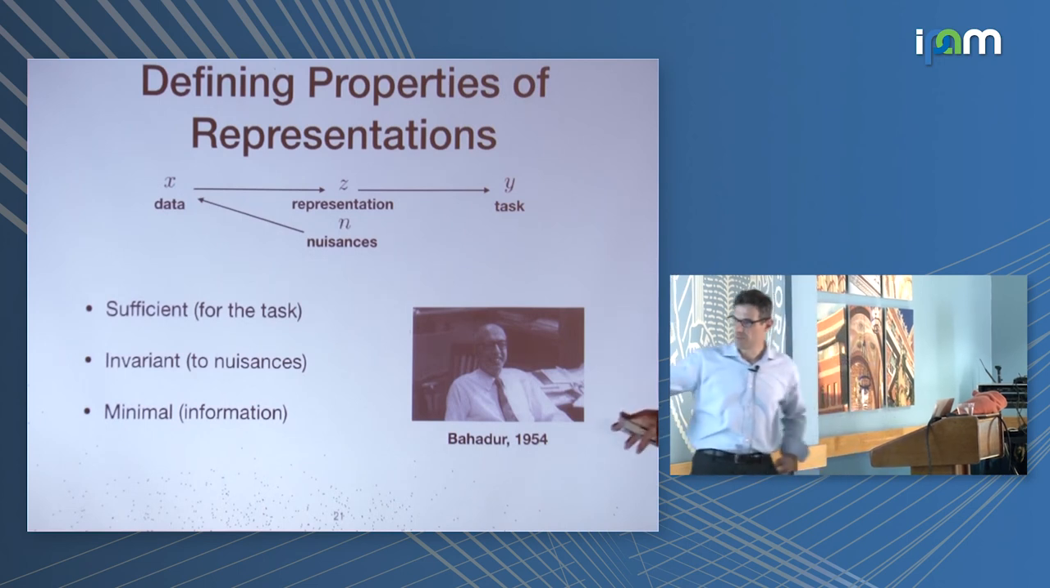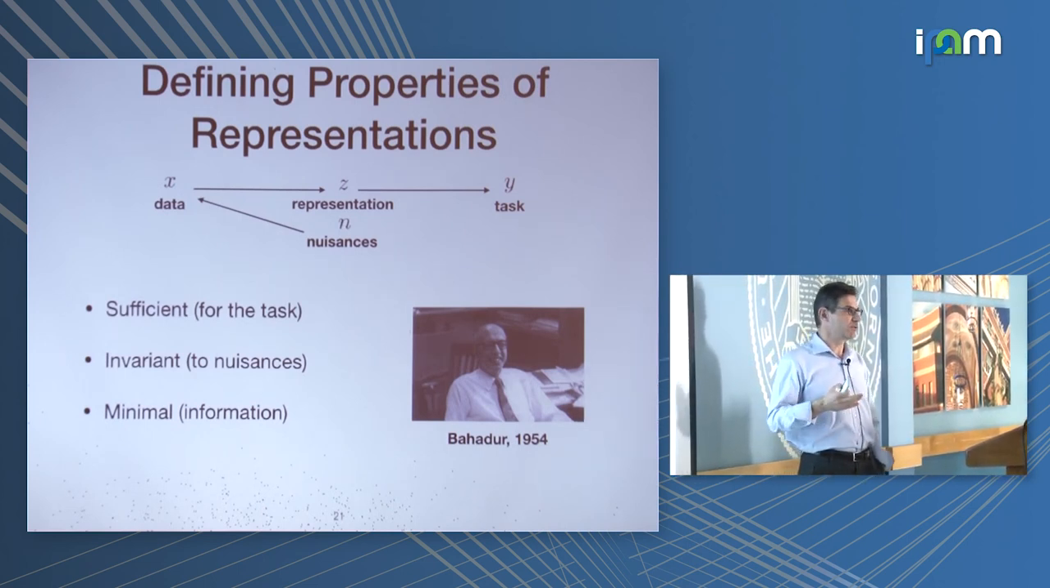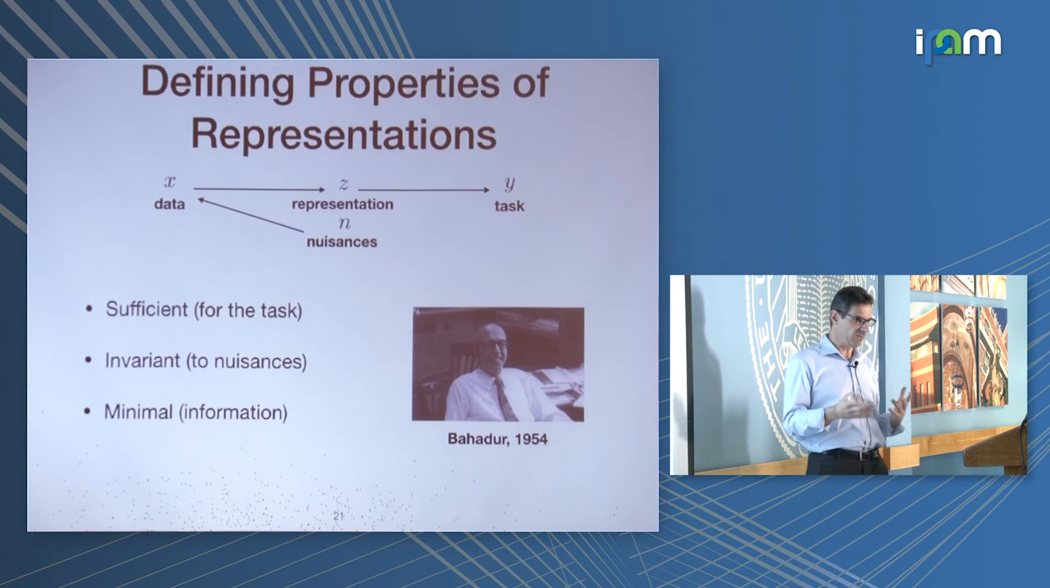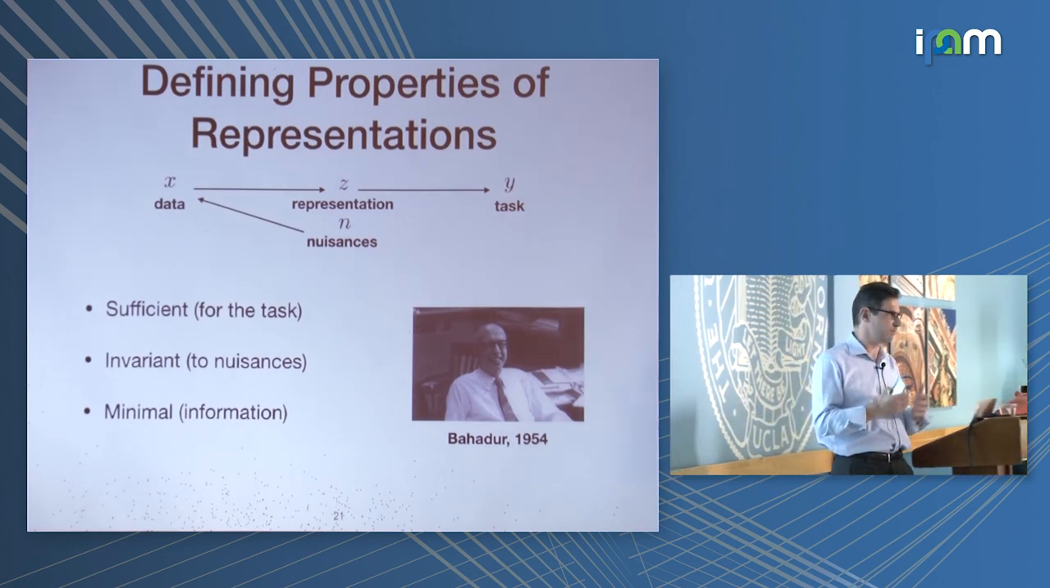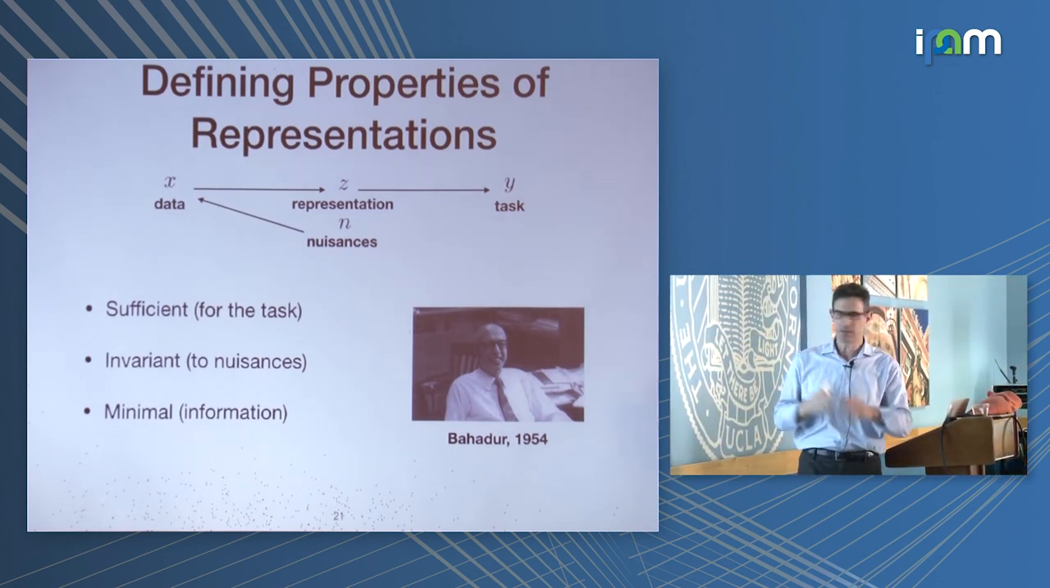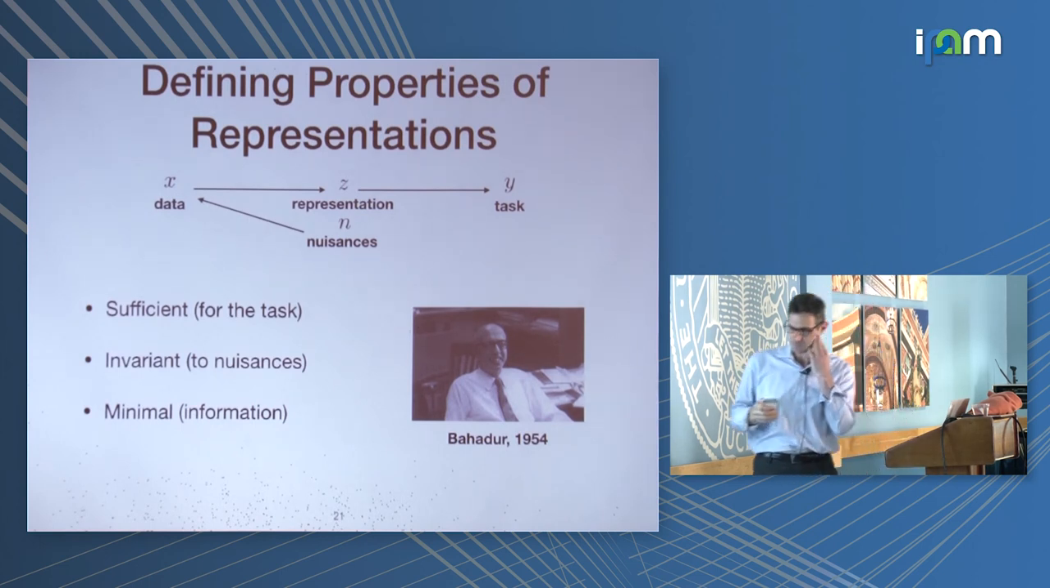So Bahadur, 1954, shows that the likelihood function is minimal sufficient. Now, it's a function, so it's infinite dimensional. What does it mean for it to be minimal? There's a bit of measure theory involved there. But roughly speaking, you can write a formula, you just cannot compute it.